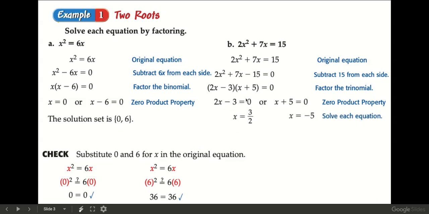I would add 3 to both sides and divide by 2, which gives me x equals 3 halves. Here I'd subtract 5 from both sides, and I get x equals -5. So now I know my solution occurs at -5 and 3/2. Those are my two answers. Again, you could substitute these back into the equation to test it and make sure that they work.